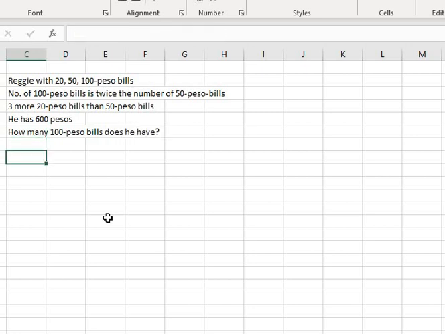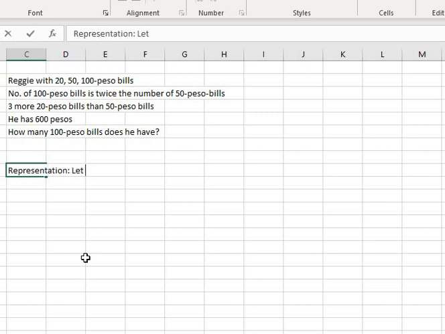Since we are going to solve this using algebra, we need to represent some unknown. These two clues tell us that we should represent the unknown for the number of 50 peso bills, because the number of 100 peso bills relies on the number of 50 peso bills, and the number of 20 peso bills relies on the number of 50 peso bills. So let's do that. So let's represent.